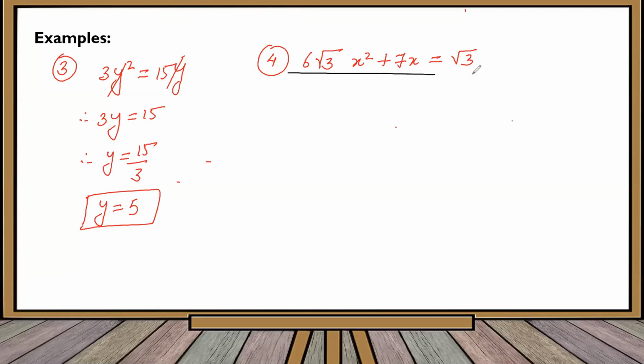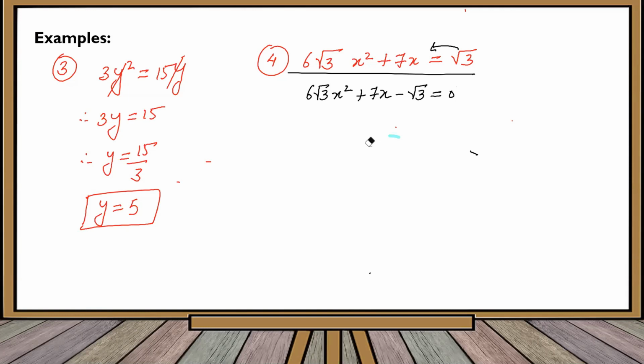So let me arrange this in the form of the general form. So this can be 6 root 3 x square plus 7x. I'll bring this root 3 to this side, transpose it to the LHS. This becomes minus root 3. It is equal to 0.